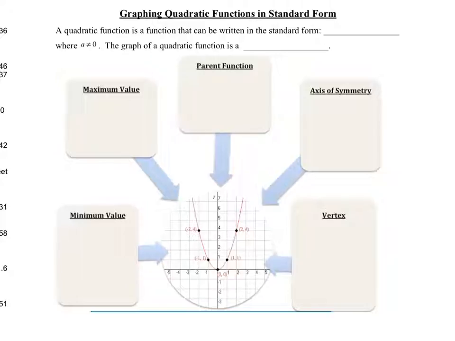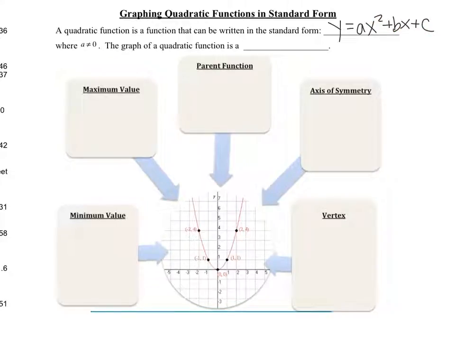plus 1. In this first section, we will take a look at quadratic functions in standard form and how to graph them. A quadratic function is a function that can be written in the standard form y equals ax squared plus bx plus c, where a cannot equal 0. Because if a were to equal 0, then suddenly it wouldn't be quadratic anymore because this entire term would drop out and we would just have bx plus c, which is linear.